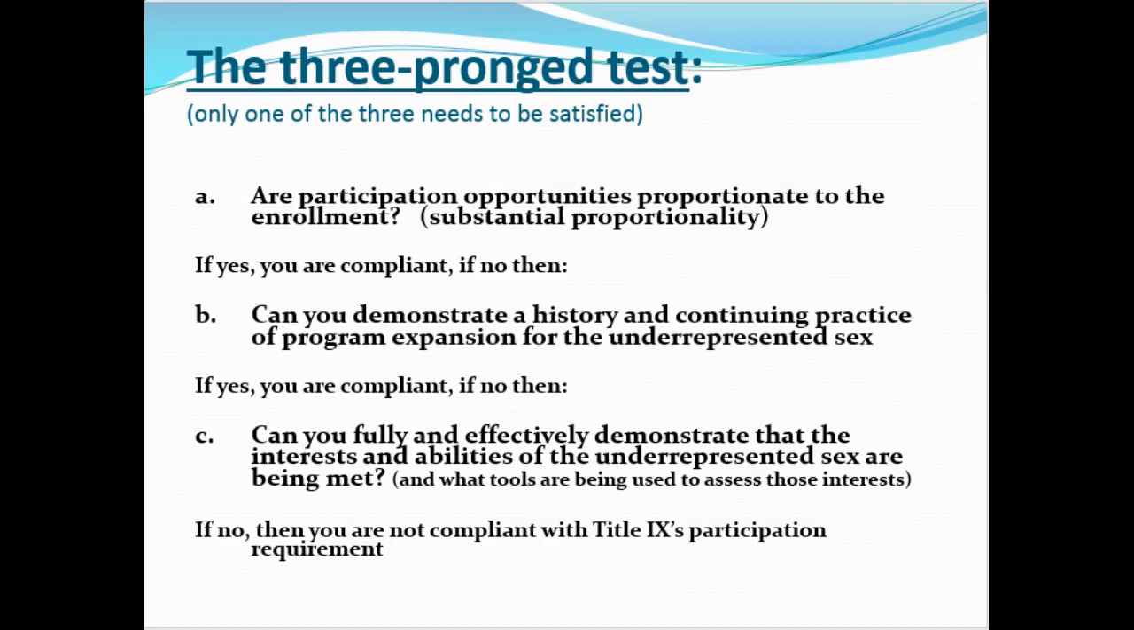Now back to the 3-pronged test. An institution need only meet one of these 3 methods in order to comply. Our first, participation opportunities, substantial proportionality. Essentially, an institution must provide opportunities that are substantially proportionate to their respective rates of enrollment. At first, it was instituted that 5% enrollment be acceptable for proportionality, but subsequent interpretations suggested that it be closer to 1%, and this has caused great concern and difficulty with complying.